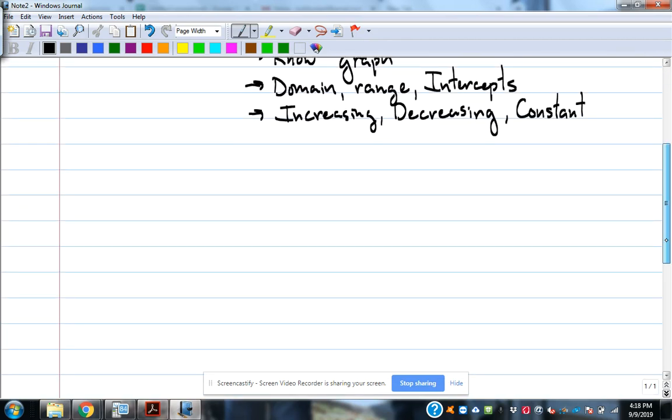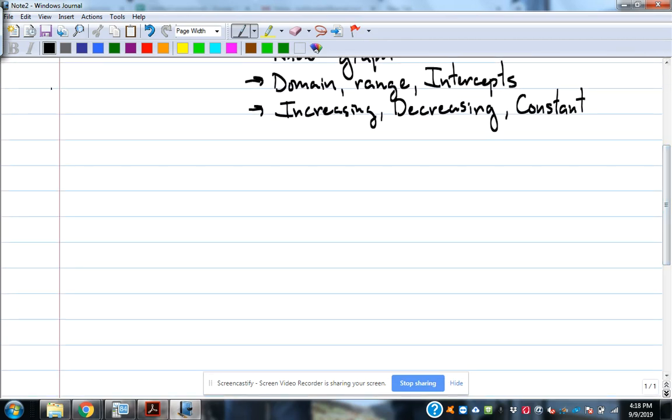I may have a document that I might send you this week. I'll have to look to see if I can locate that, but that'll help you get the idea of what these parts of a piecewise defined function is.